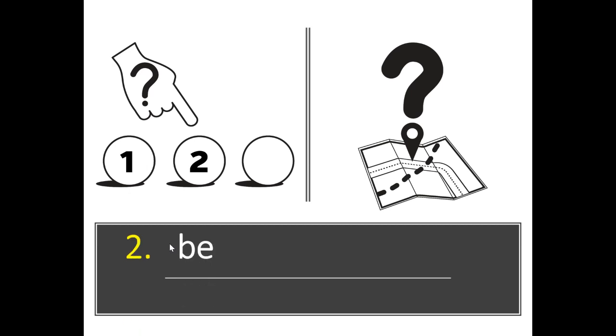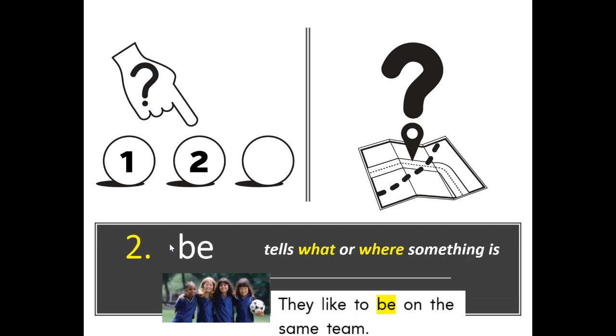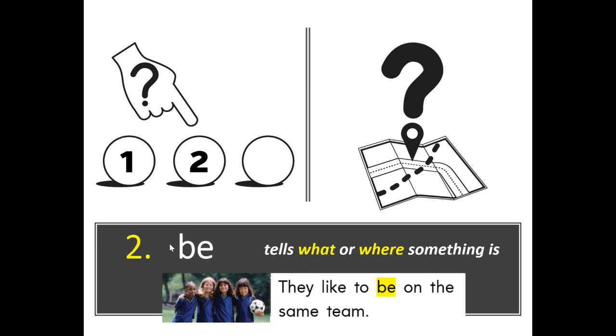So the word is be. This is a tricky one. Be tells what or where something is. They like to be on the same team. So what do they like to do? They like to be on the same team. How do I use it? Boys and girls can be on the same team. Would you like to be in second grade? Good question.